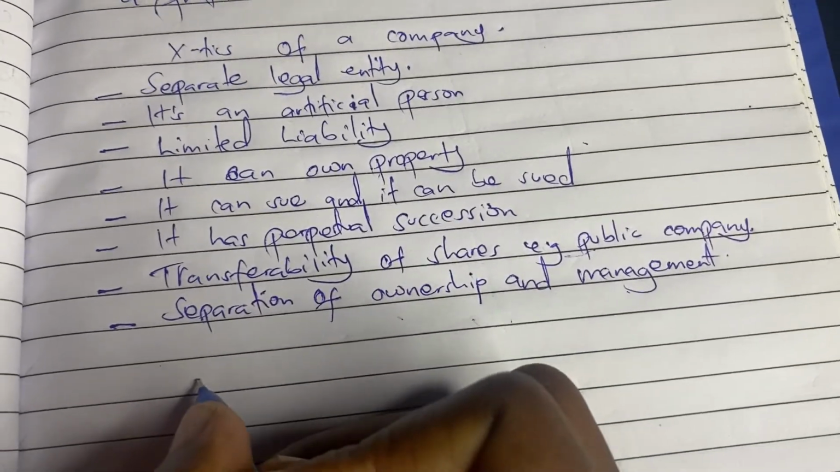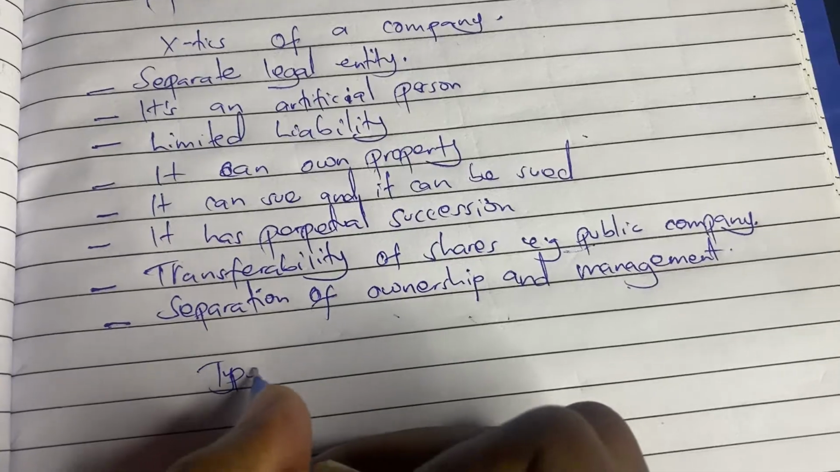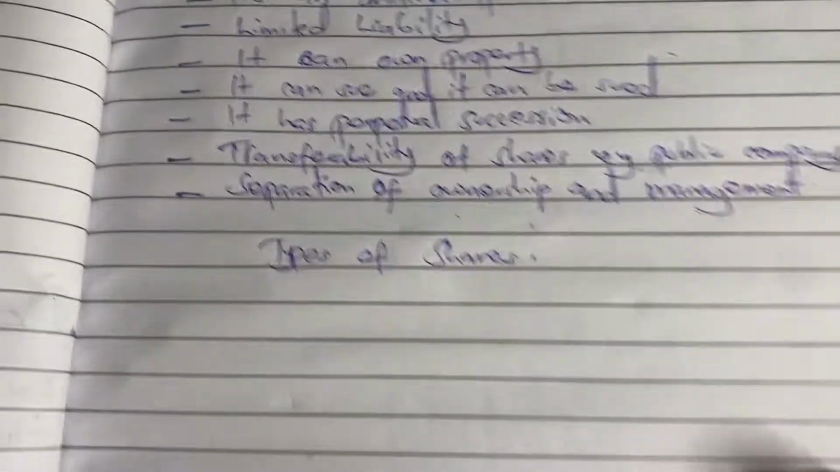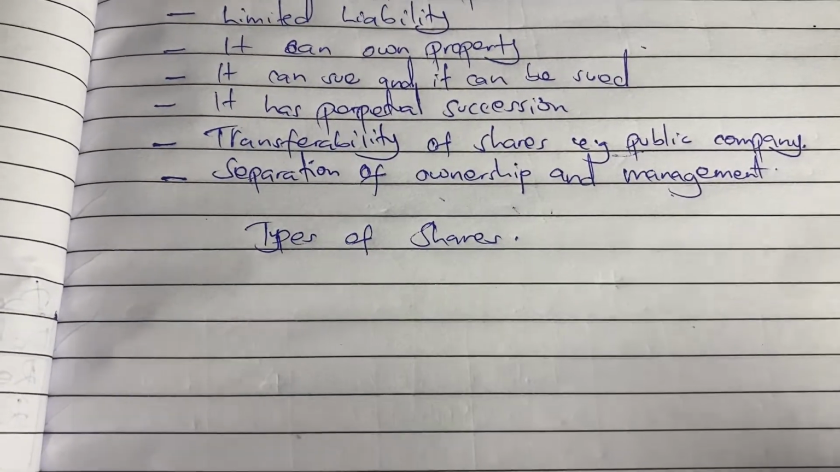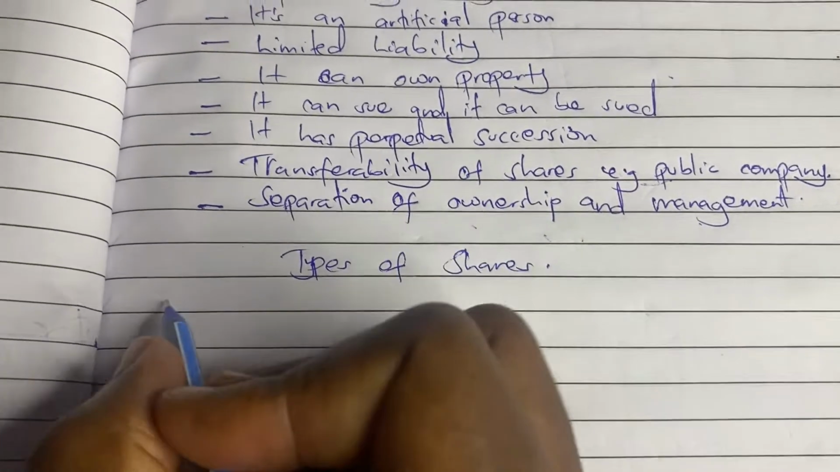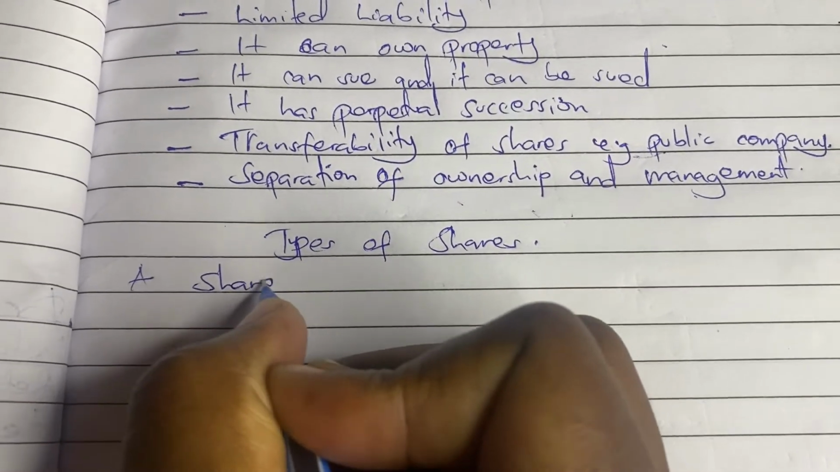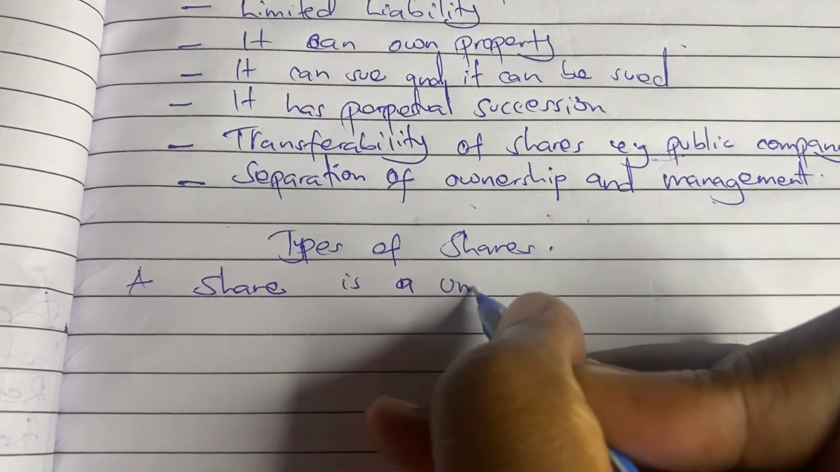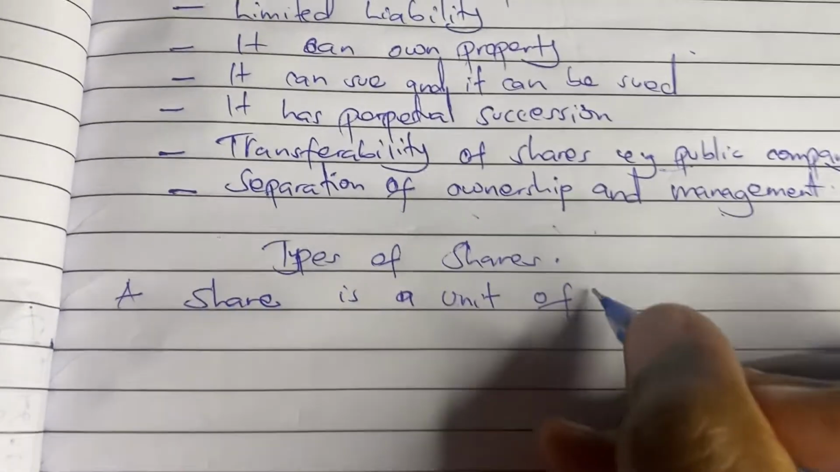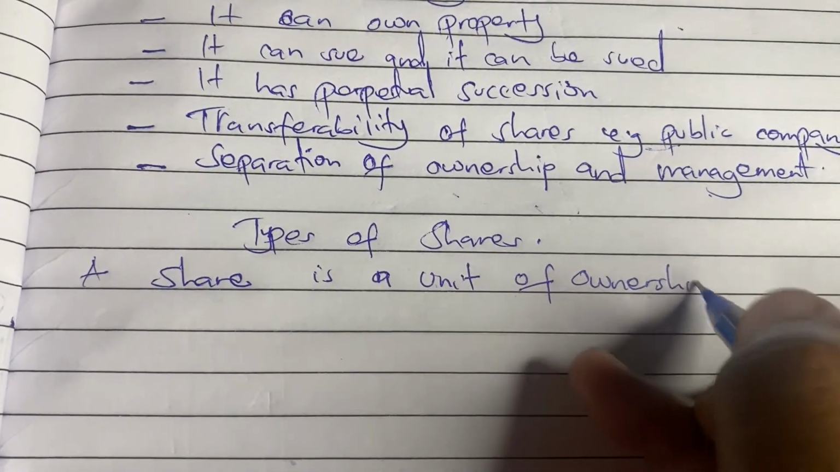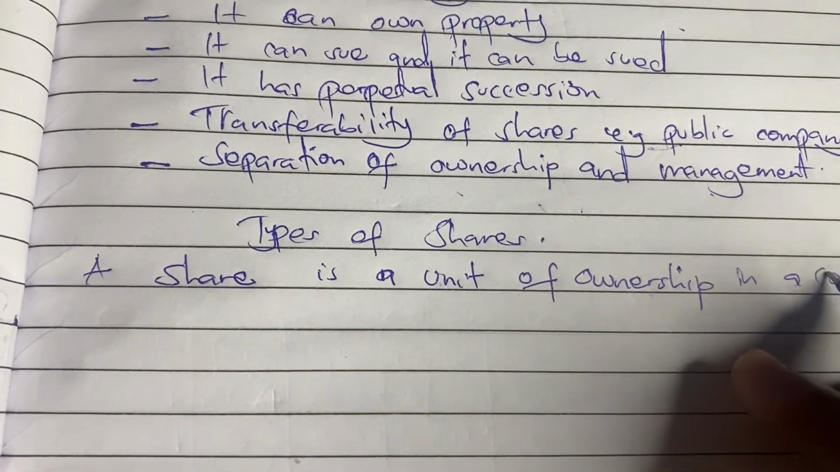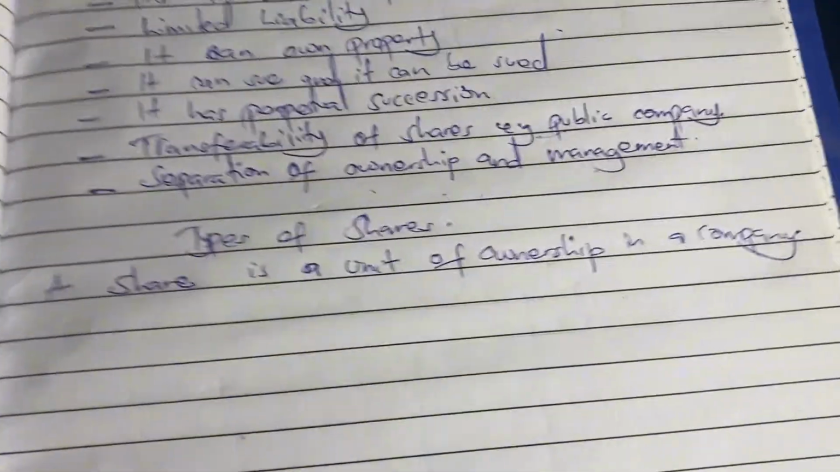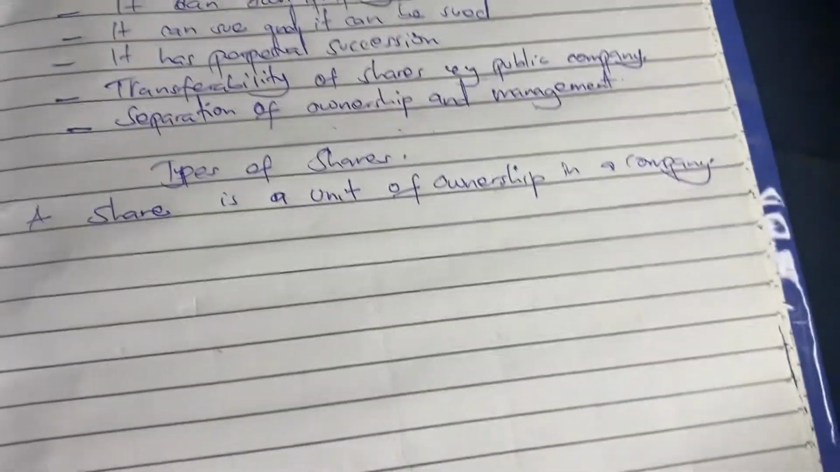Then we look at the types of shares. There are very many types of shares, and we can start by defining what a share is. A share is a unit of ownership in a company, what shows that someone has ownership in the company. That's what we call a share.